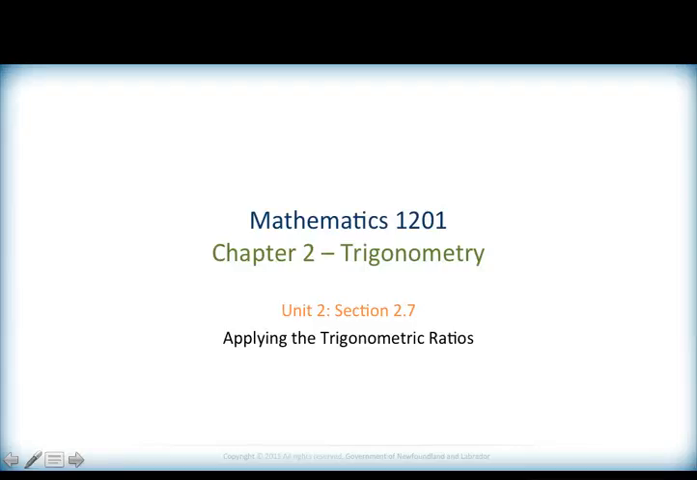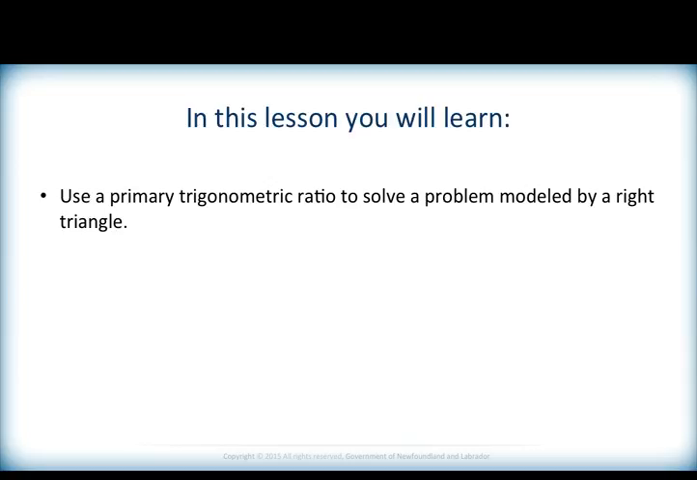In this lesson, we will cover Unit 2, Section 2.7, Applying the Trigonometric Ratios. In this lesson, you will learn how to use a primary trigonometric ratio to solve a problem modeled by a right triangle. From our previous lessons, you know that the primary trig ratios consist of the sine, cosine, and tan ratios. It's important that you remember which ratio to use for what side of the triangle.